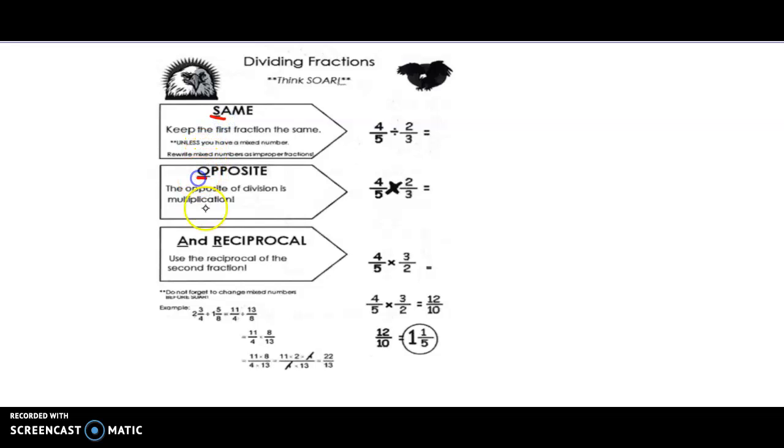Same, opposite, and reciprocal. Now, some teachers in 5th grade taught you K, C, F, or keep, change, flip. They mean the same thing. You're going to keep the first fraction the same, opposite, same, opposite. The opposite of division is multiplication, and reciprocal. The reciprocal of 2/3 is 3/2. So all you have to do is keep, change, flip, or same, opposite, and reciprocal.